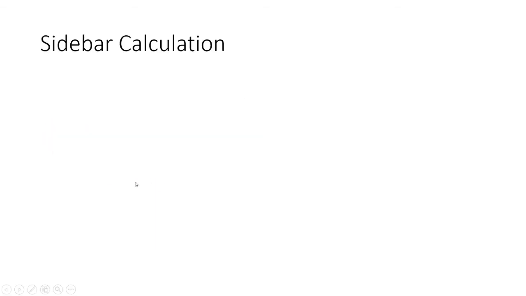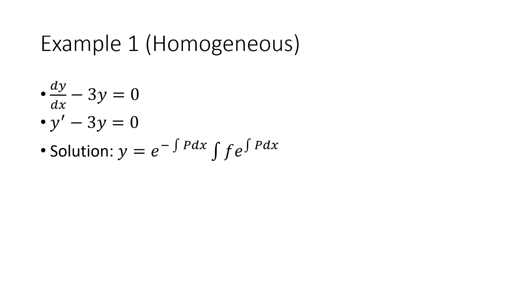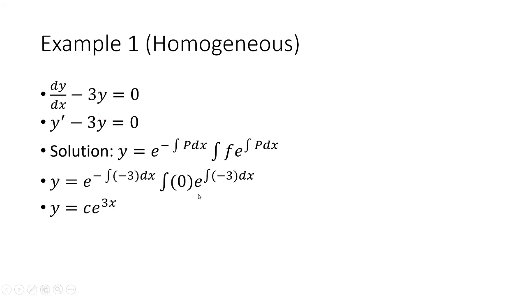Okay, now let's go through some examples. Number one, dy/dx minus 3y equals 0. Change the notation up a little bit, and then here's the solution. From here, you just plug and chug, right? Plug in p, which is negative 3. Plug it in here. Plug in f, which is 0. And I'll plug in p again, which is negative 3. And hence, you get y equals a constant times e to the 3x.